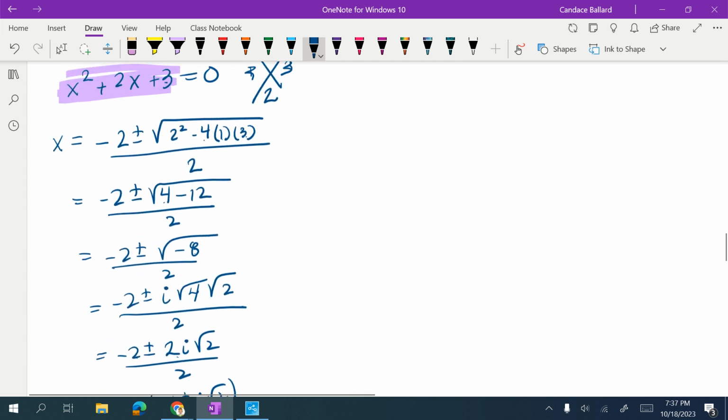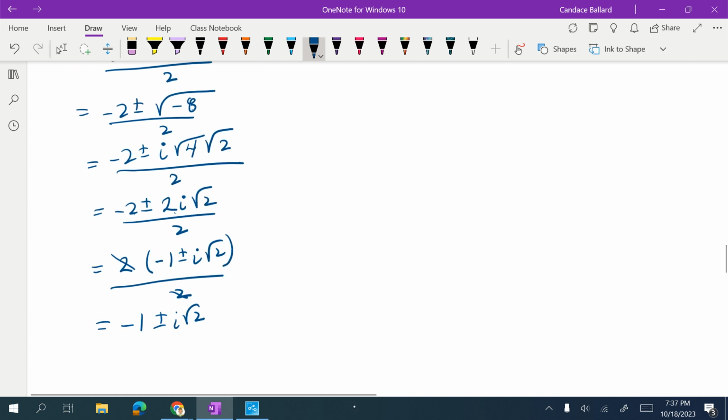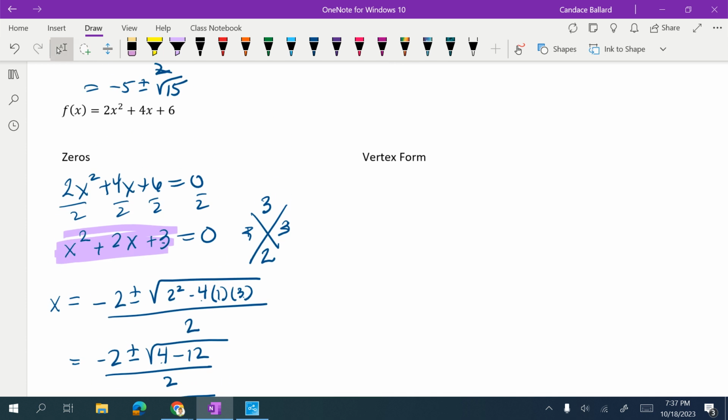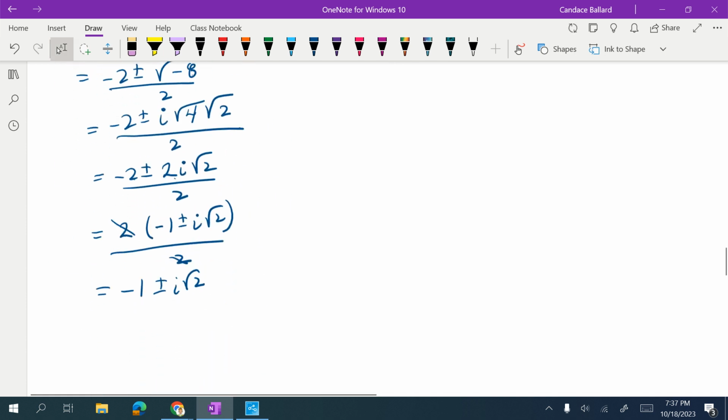But we still have to find vertex form. So that one actually has imaginary zeros. So those are your roots, imaginary roots this time. Actually, I take that back. It would technically be negative 1 plus or minus i square root of 2 comma 0, because we set that equal to 0. So this is your x value. That's right. And it's going to be weird when you look at the graph.